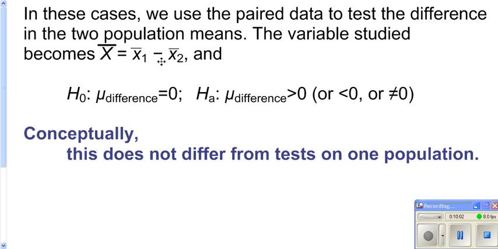Your alternative hypothesis is going to be that the difference is greater than zero, or in some situations it could be that the difference is less than zero, or it may be in some situations that it's just different than zero. And then you go about doing your one sample t-test.